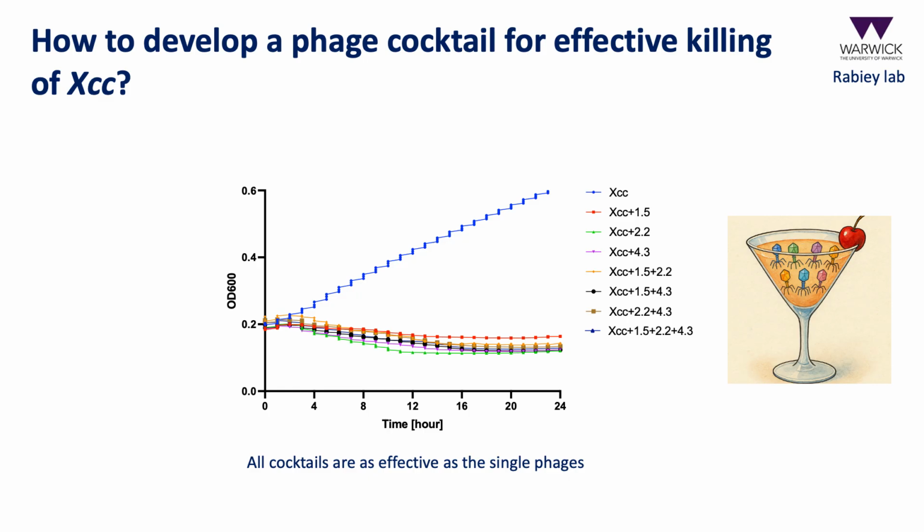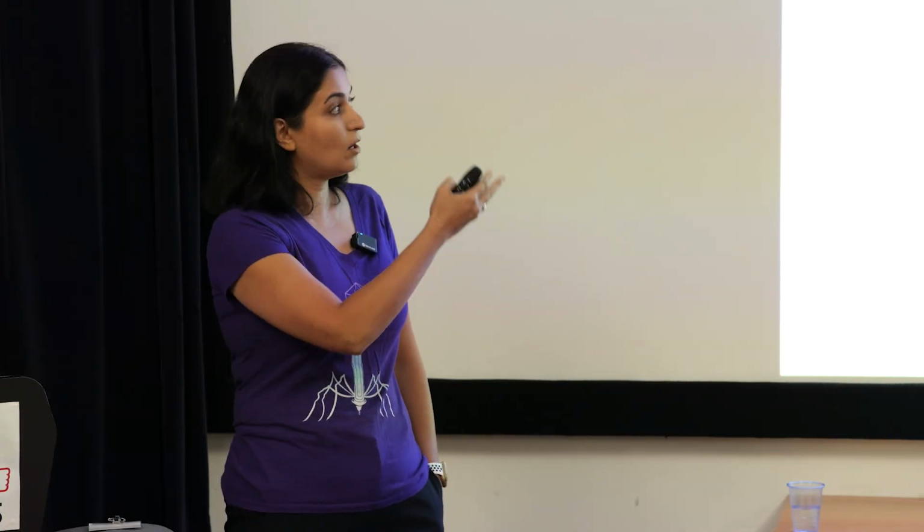Right, so now we want to make the phage cocktail. We try to mix phages together, with combinations of 2 and of 3, and we test this by measuring the bacterial population over time. We have XCC on its own, but when we add phage, whether a single phage or a combination of 2 or 3, all of them significantly and effectively reduce the bacterial population. So we found we could use a combination of these 3 phages as a cocktail or mixture to treat XCC.